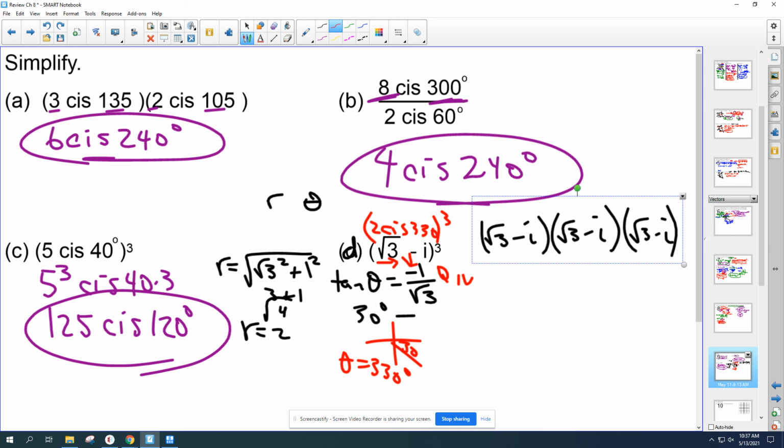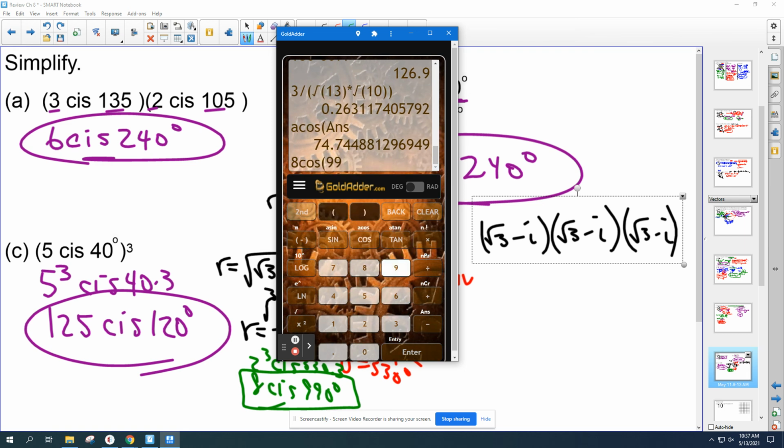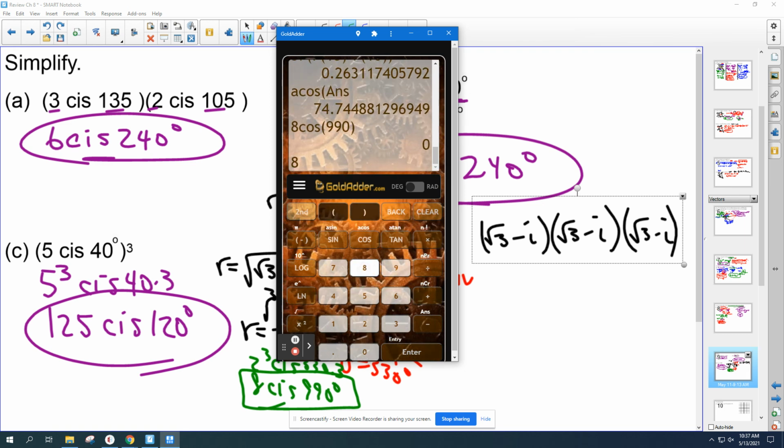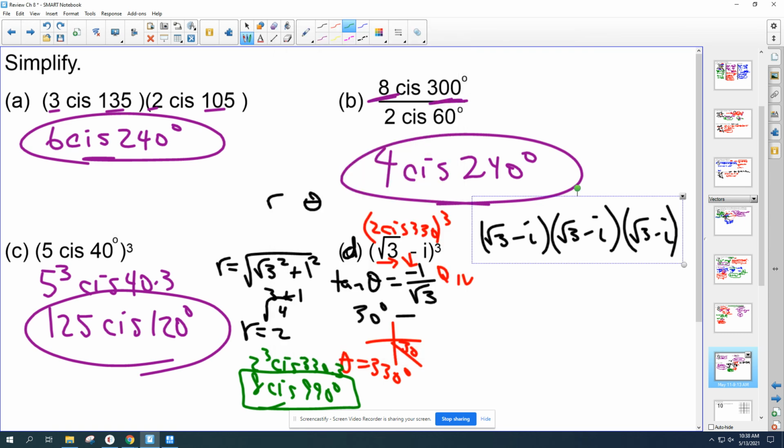We still have to take it to the third power, but that's where de Moivre's comes in. 2 to the third power is going to be 8, and then you do 330 times 3, which is 990. 8 cis 990. That's the answer in polar form. If you wanted rectangular form, you'd go 8 cosine 990 and 8 sine 990. So 0 minus 8i. 0 minus 8i is the answer in rectangular form.